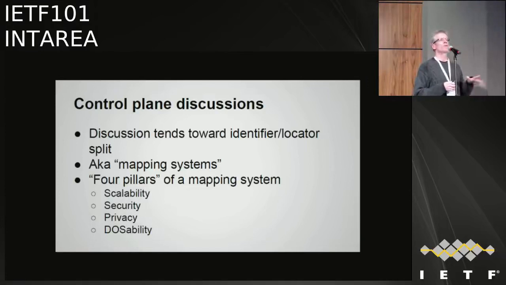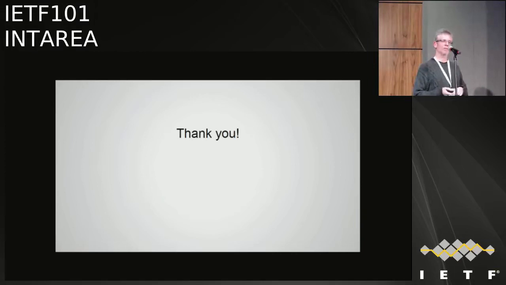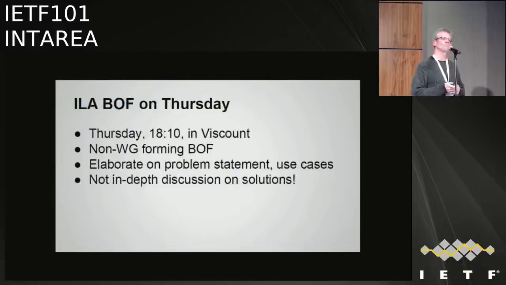It's a little independent of ILA. I think there are some things that ILA kind of implies in the mapping system. But fundamentally, the mapping system does have kind of 4 pillars: the scalability, security, privacy, and DOSability aspects. So I think a lot of that will come out in the ILA BOF, maybe in a little bit more detail. But again, it's about the problem statement right now, and the use cases, a little bit less on the solution. So again, that's Thursday, 1810 in Viscount. Thank you very much.